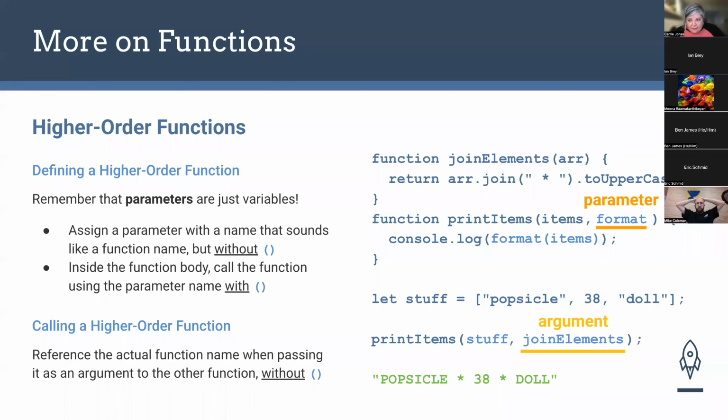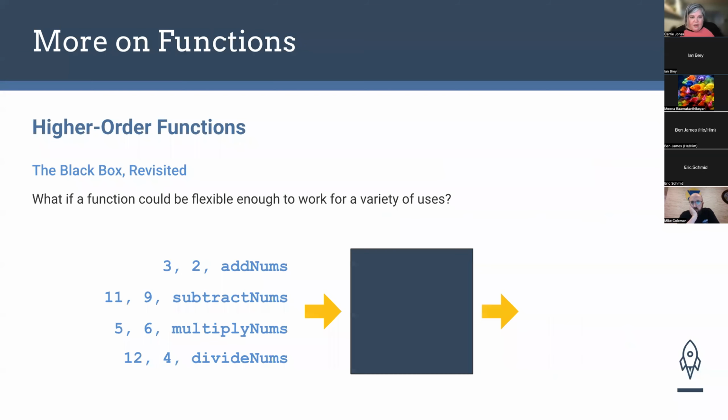Yeah, so this is the concept, and we're going to look at some more examples here in a second. There are lots of ways that this can work, and we're going to look at one that picks up where we left off with the end of studio review last week, where we were talking about all of these functions, adding and subtracting and all this stuff, and how you'd have to come up with all these different functions to make it work. So we had this concept of the black box. And so the question is, what if a function could be flexible enough to work for a variety of uses? What if we had a single function that could add, subtract, multiply, and divide if we give it two numbers?